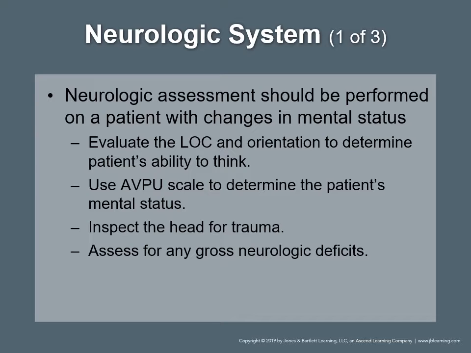But right now, we're just going to talk about evaluating people's level of consciousness, checking their orientation, whether they know who they are, person, place, where they are, time, what day it is, or what month or year we're in, and events, what's going on. Do they know that stuff, or are they kind of altered?